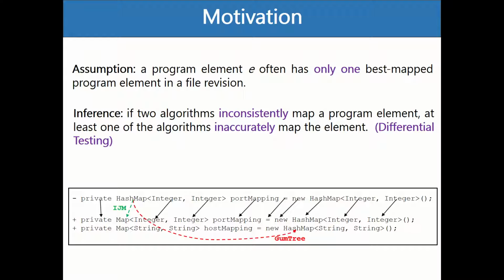For example, in the figure, IJM and GumTree map the HashMap in the first line to different elements. Based on our development experience, it is better to map the HashMap in the first line to the Map in the second line. Both of them are used to describe the type of the field portMapping.